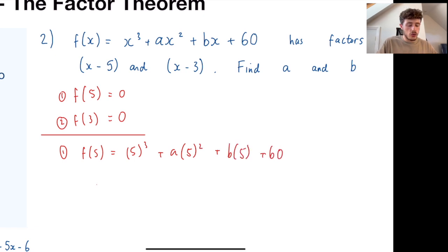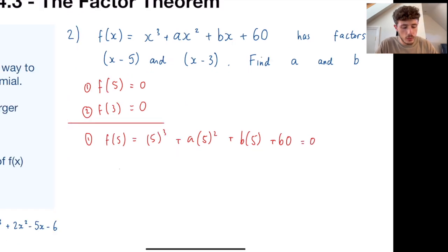So again, just trying to make this as simple as I can so you guys can follow it. I'm just substituting in each of the values, so 5 into the x values in the original equation. And we know this equals 0, so we can rewrite this as 125 plus 25a plus 5b plus 60 equals 0. And then we can rearrange this to actually make it a simultaneous equation in terms of a and b. So I'm going to do exactly the same thing for 3 and show you the final result that I have.